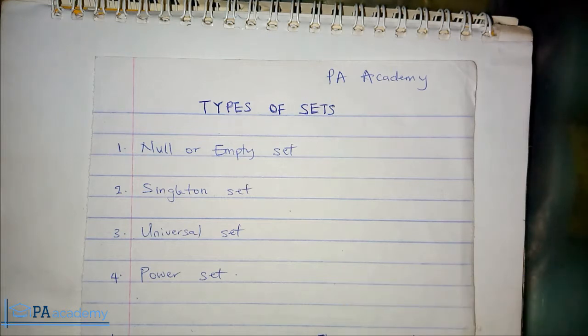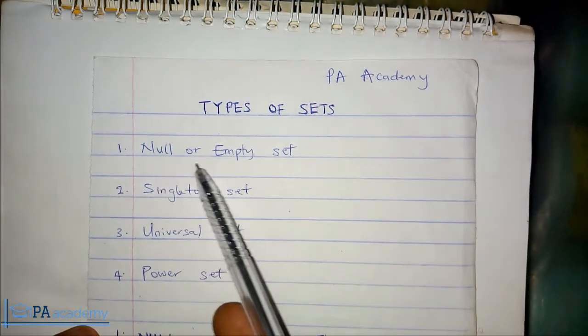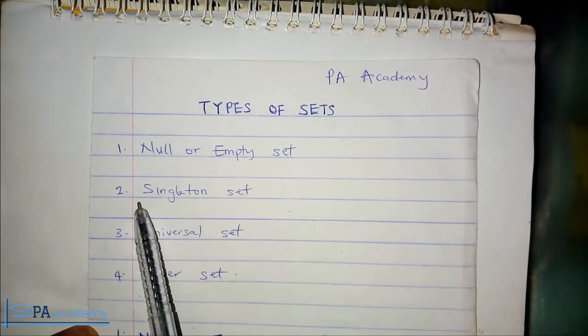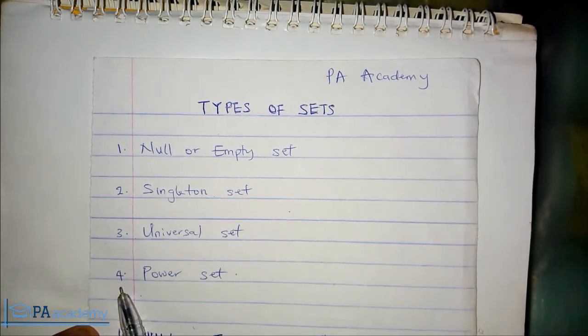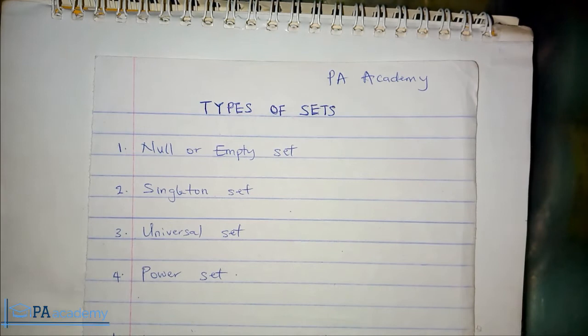So now in this part 3, we are going to be looking at the types of sets. I have four types of set that we are going to be looking at. The first one is the null or empty set. The second one is the singleton set. The third one is the universal set, and the fourth one is the power set.